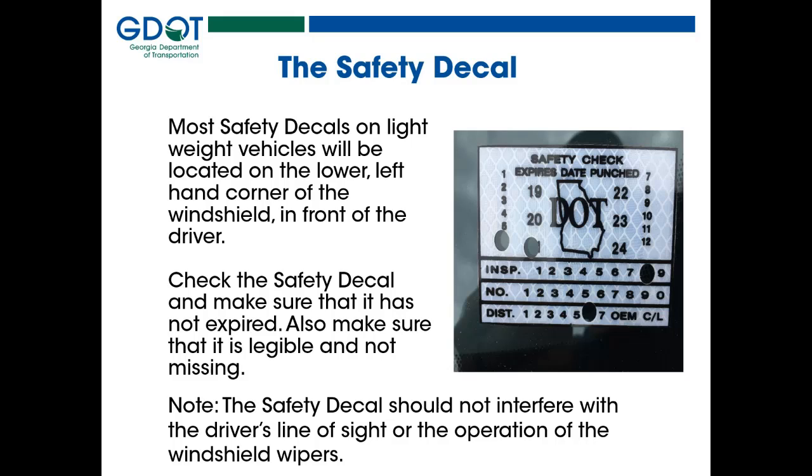Most safety decals on lightweight vehicles will be located on the lower left-hand corner of the windshield in front of the driver. Check the safety decal and make sure that it has not expired. Also make sure that it is legible and not missing. The safety decal should not interfere with the driver's line of sight or the operation of the windshield wipers.